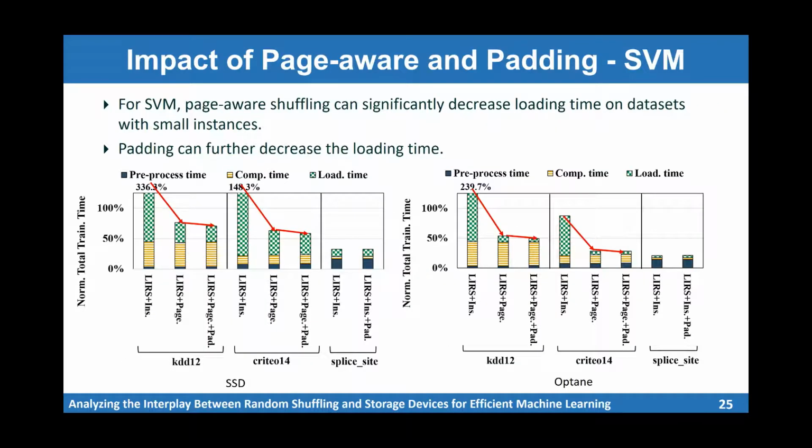For SVM, page-aware shuffling appears to be quite critical for the first 2 datasets, since they have very small training instances. The third dataset, splice site, has training instances larger than the page size, so we do not apply page-aware shuffling. Padding could further reduce the loading time.